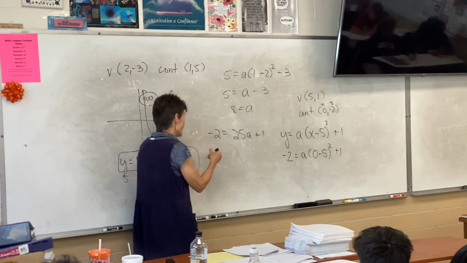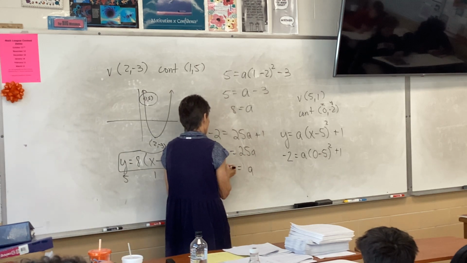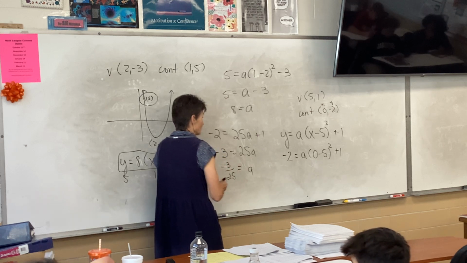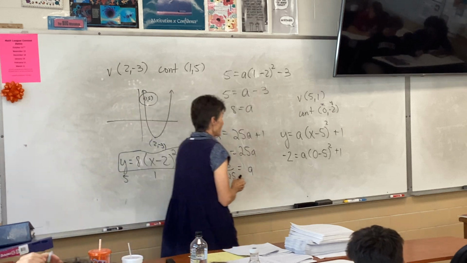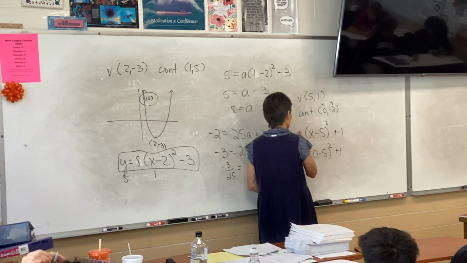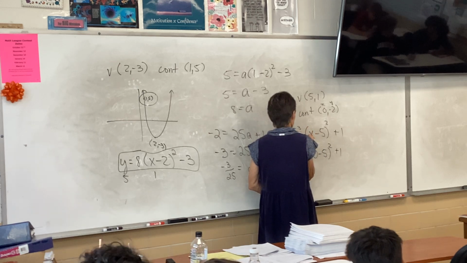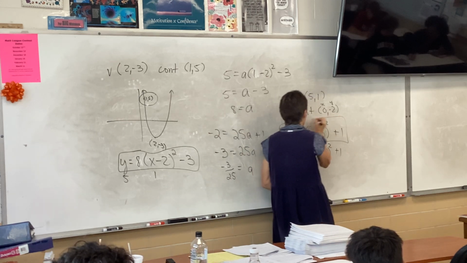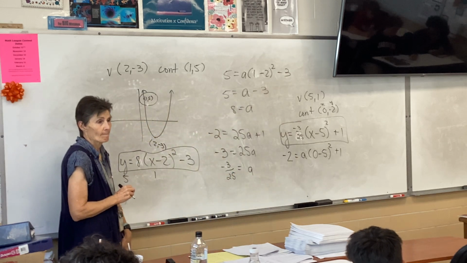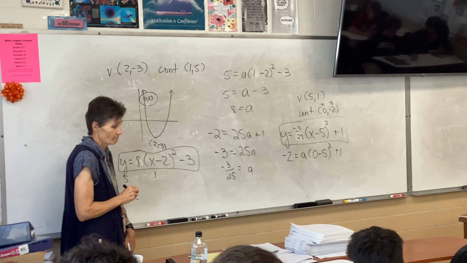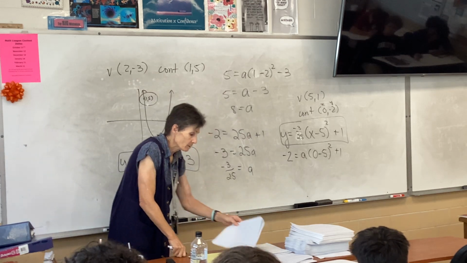So always subtract the 1, and divide. So then our final answer is the equation we had, only we'll put in negative 3/25 for our A.